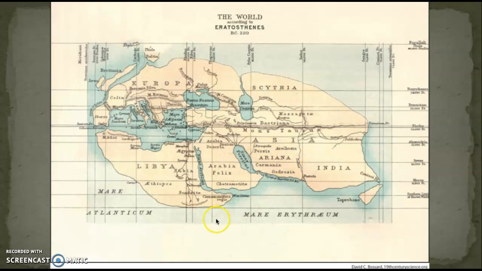The other issue that they faced was it was very difficult to know where you were. So we'll talk about that in a few minutes, but it turns out it's relatively easy to figure out your latitude, or how far north or south of the equator you are. It's much more difficult to figure out your east and west position, which is your longitude.